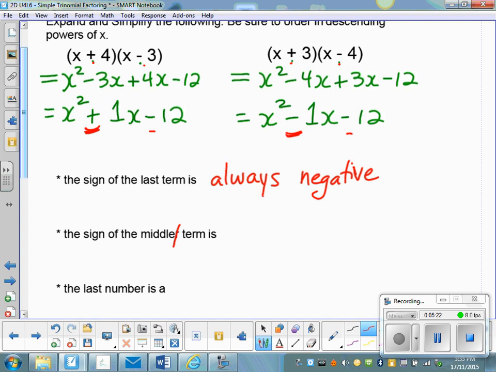If we look up above, in these brackets, the bigger number is the positive one when we compare those two. So that's why we end up with a positive here. In this situation, when we compare these two numbers, the bigger number is with the negative. That's why we end up with the negative there. So the sign of the middle term is the same as the larger number in the brackets.